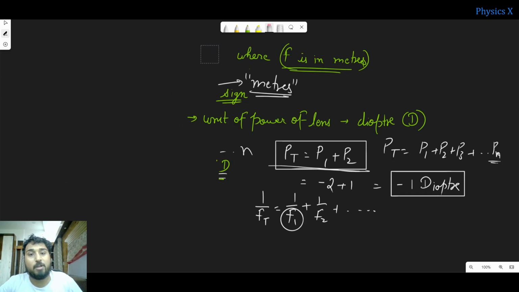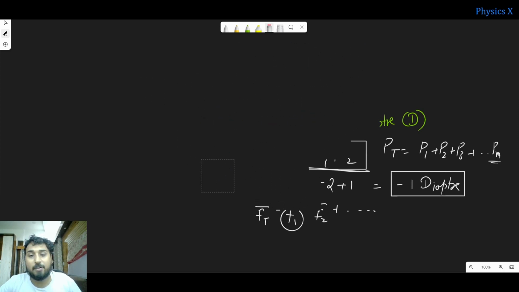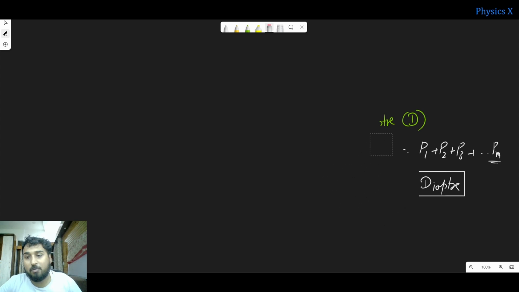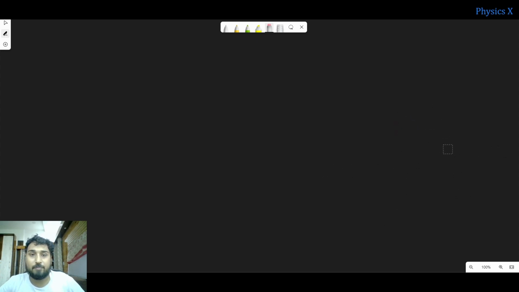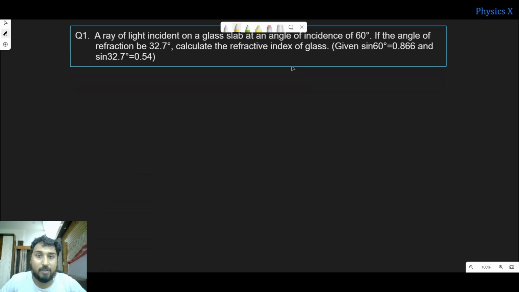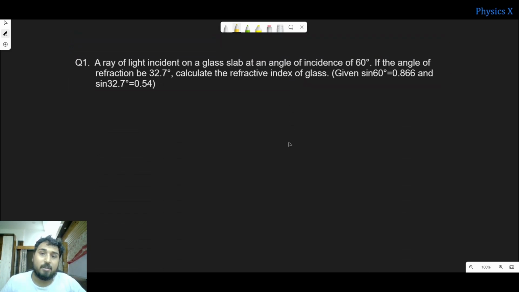Now we will be continuing on the numericals based on this refraction part. So some good problems we will be seeing today to build concepts on the refraction part, right? So let us move further and see the first question.